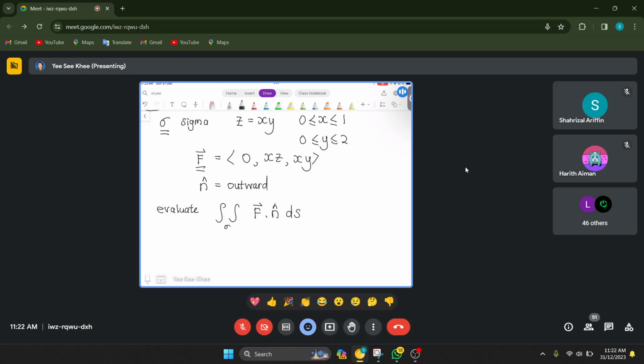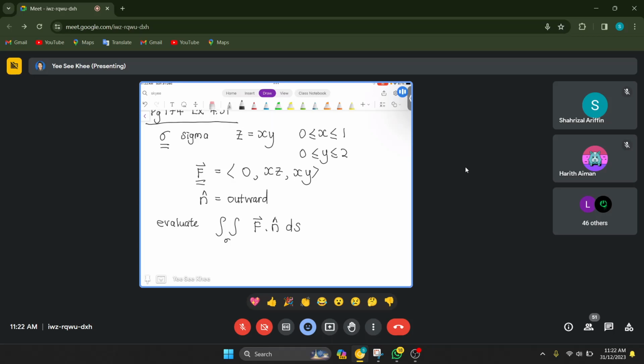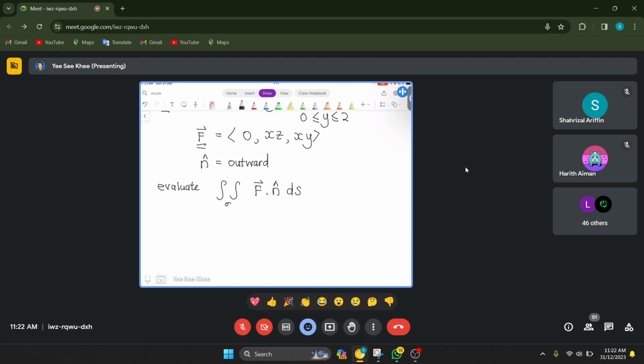So you jot down all the information that is given by the question, and try to understand what you need to find. We go through the parameters one by one. For F, it has been given by the question. So we move on to n. n is outward, meaning that the flux is going out from the surface.